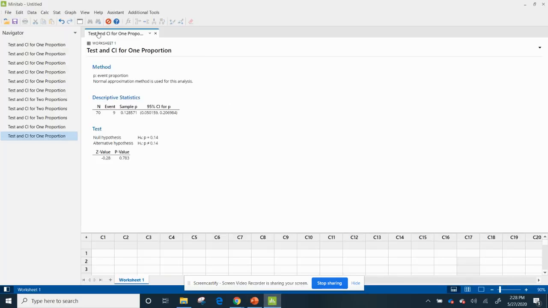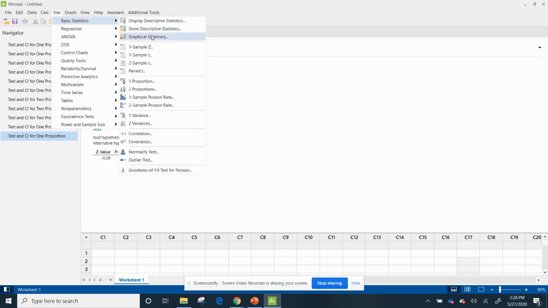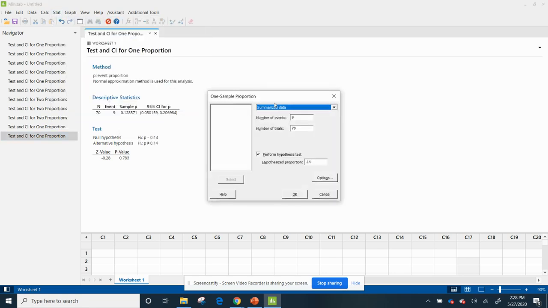So I go to Minitab. Again, I go to Stats, Basic Statistics, One Proportion Test. I've got summarized data picked. I've got number of events is 9, number of trials is 70. I clicked Perform the Hypothesis Test, and I got the hypothesized proportion.